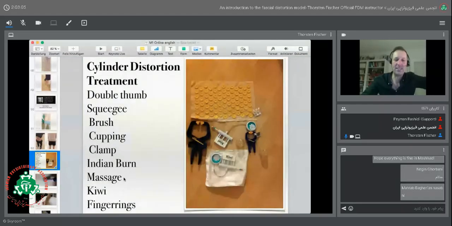Okay, is it clear with the cylinder? Can you already remind some of your patients? You want to call some of your patients already?